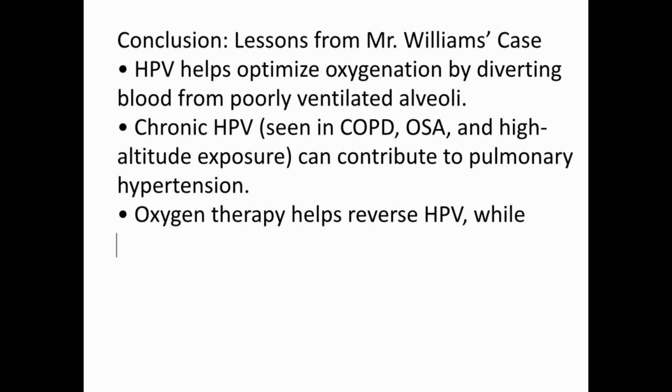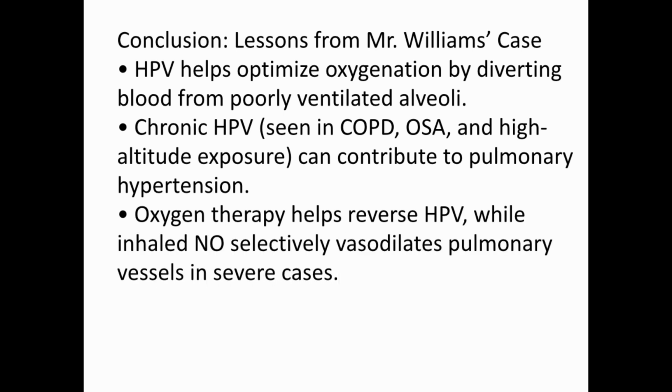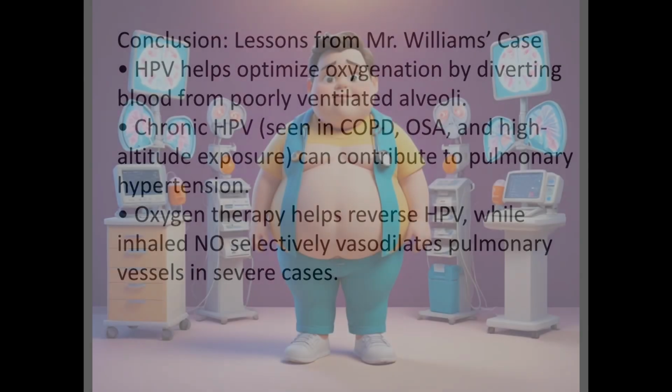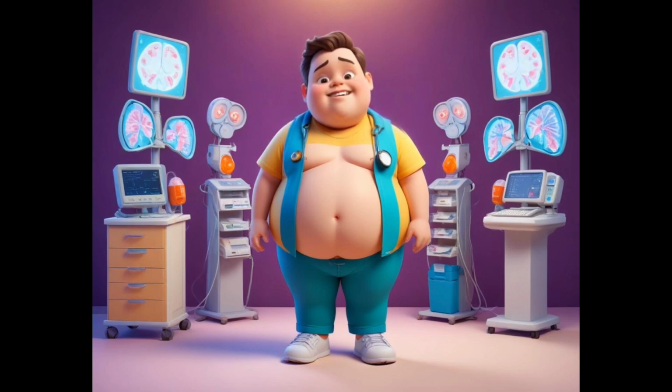Conclusion. Lessons from Mr. Williams' case. HPV helps optimize oxygenation by diverting blood from poorly ventilated alveoli. Chronic HPV, seen in COPD, OSA, and high-altitude exposure, can contribute to pulmonary hypertension. Oxygen therapy helps reverse HPV, while inhaled NO selectively vasodilates pulmonary vessels in severe cases. Mr. Williams improves within hours of BiPAP and oxygen therapy, avoiding intubation.